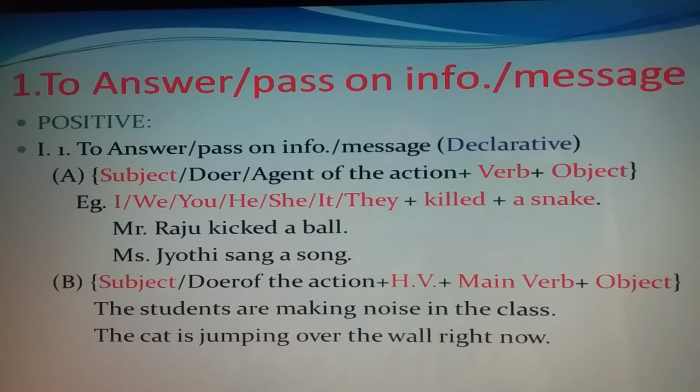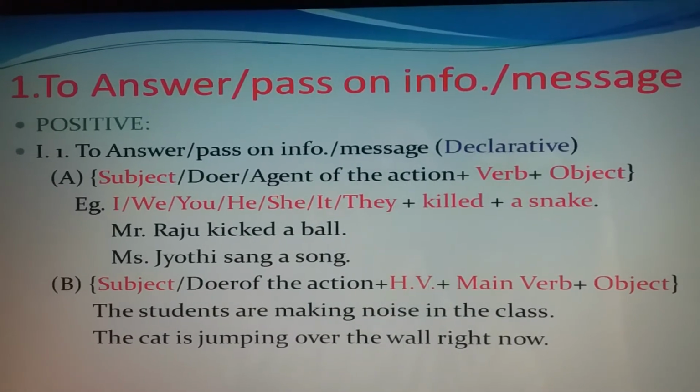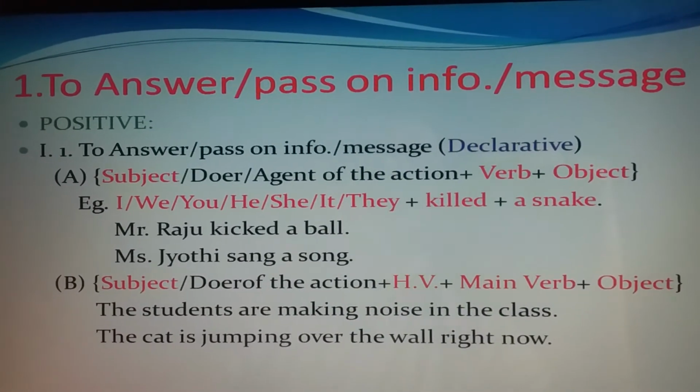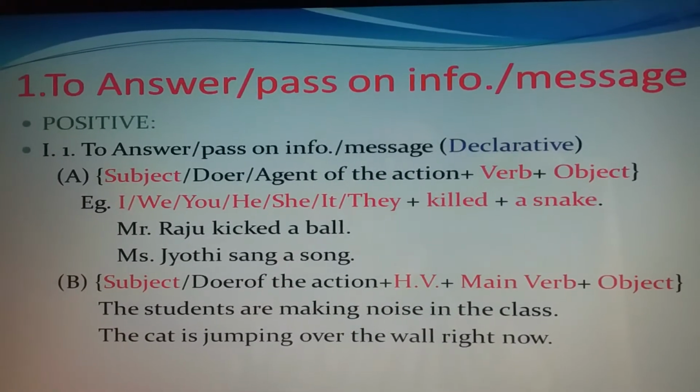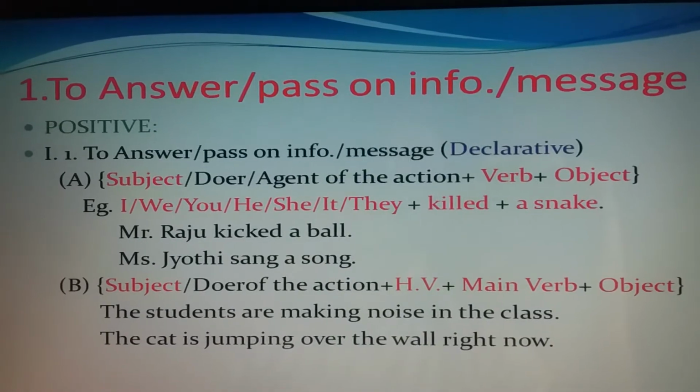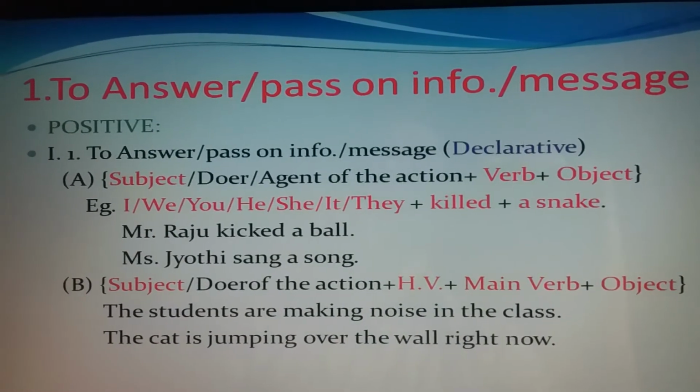Suppose you take one more example here. The cat is jumping over the wall right now. So the cat is jumping over the wall right now. This is a declarative sentence with a helping verb.